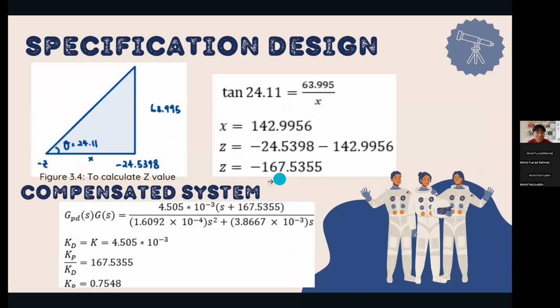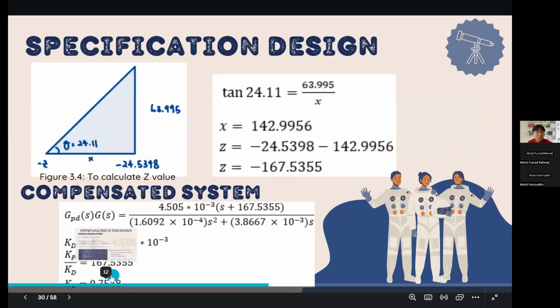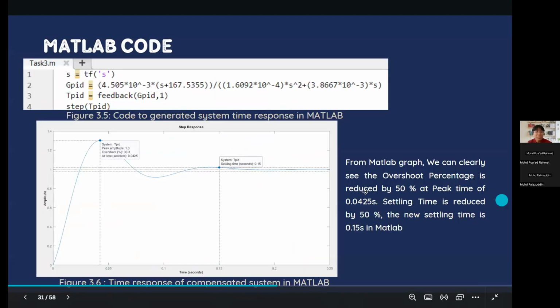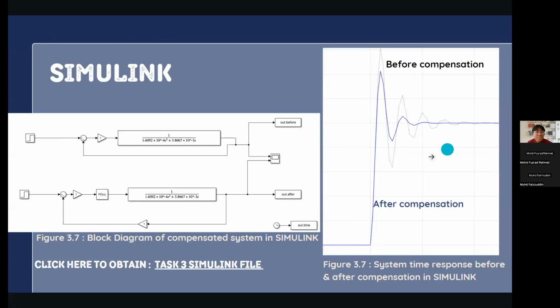From here, we can calculate the K. The K is equal to 4.5 times 10 to the power of -3. And from here, we can calculate the KP and also KD. Then I put it into the MATLAB code to test whether the K calculated is correct or not. So it's almost similar. And I put it into the Simulink.